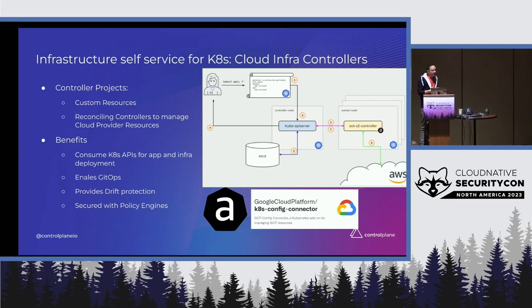Looking beyond the service of type load balancer, engineers have started to realize the benefits of using controllers to provision backend infrastructure for Kubernetes hosted applications, such as storage buckets or databases. There are now quite a few cloud infrastructure controller projects, such as AWS ACK, Google Config Connector, and Crossplane, and these broadly follow the operator pattern. Custom resources within the cluster paired with reconciling controllers for managing cloud infrastructure.